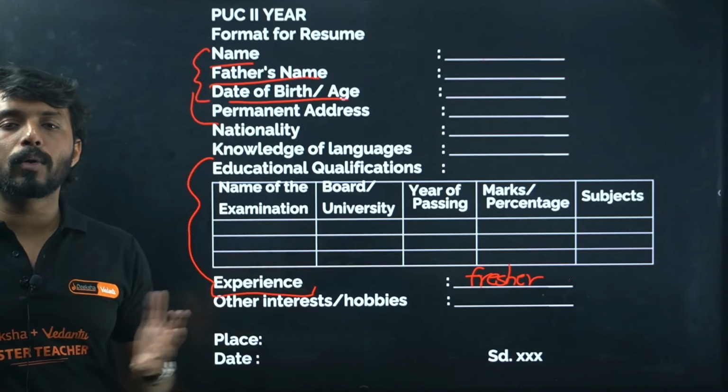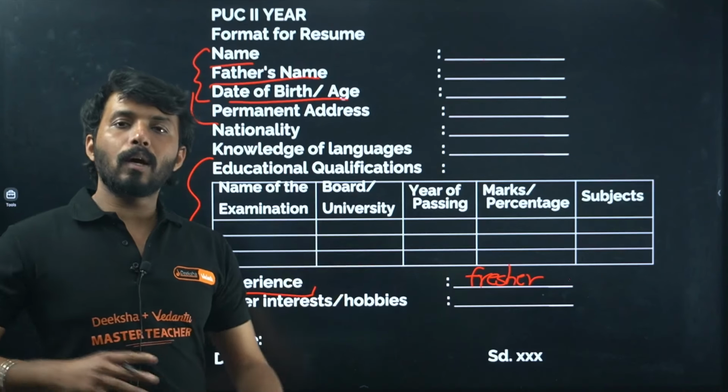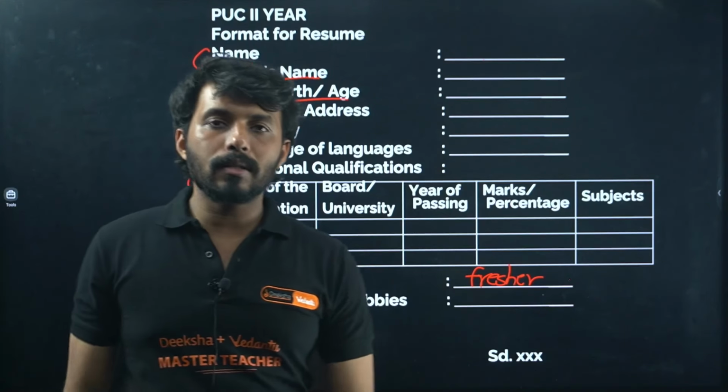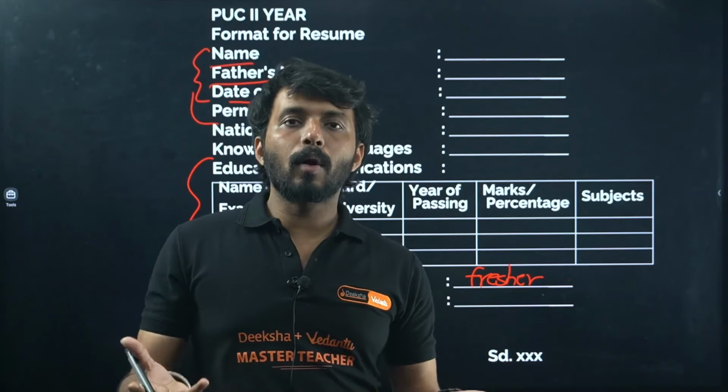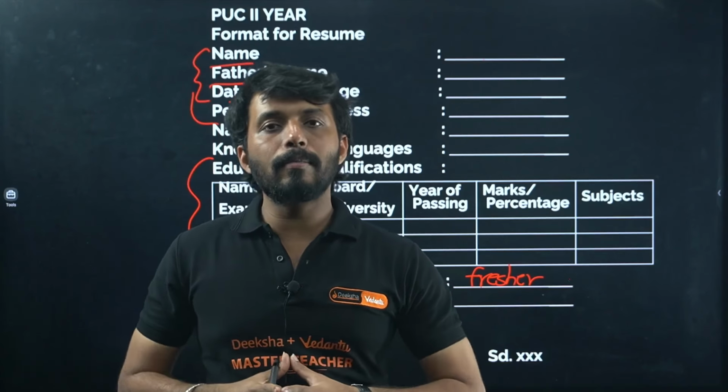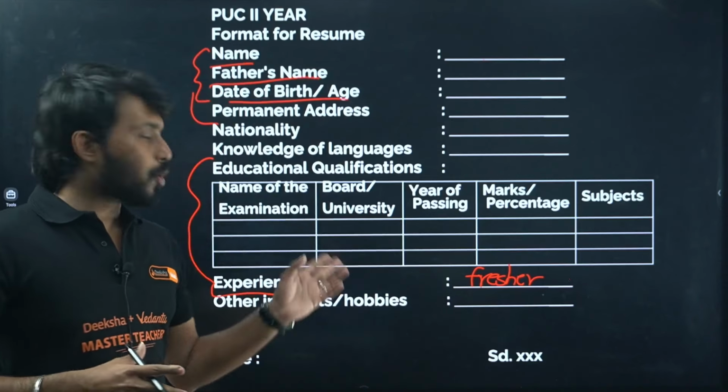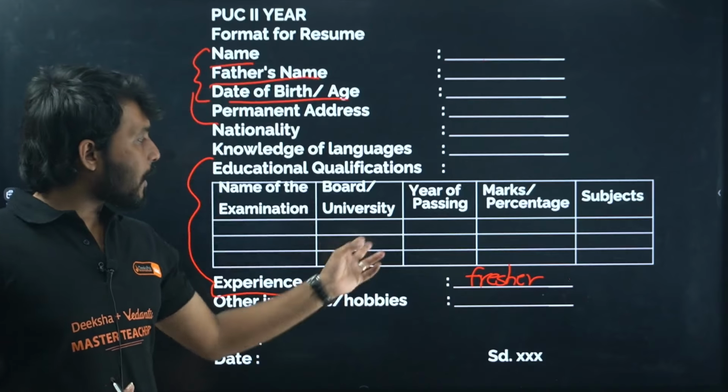Or if you are in ICSE, you write ICSE. University. Now when you go for higher education, say engineering or diploma or BBA, you study under a university. So you write the name of the university. Next, the year of passing.